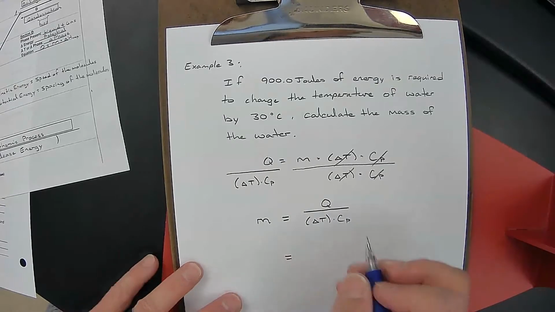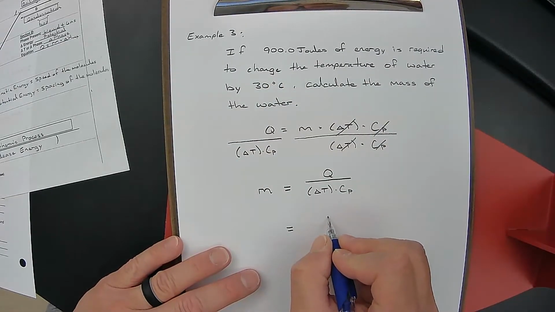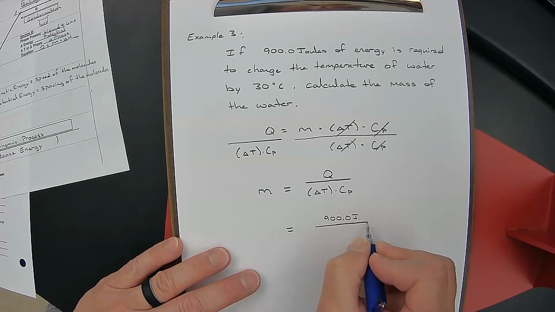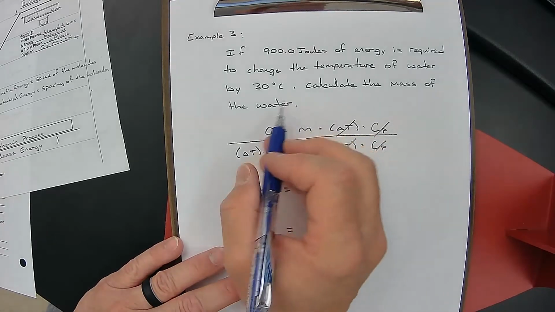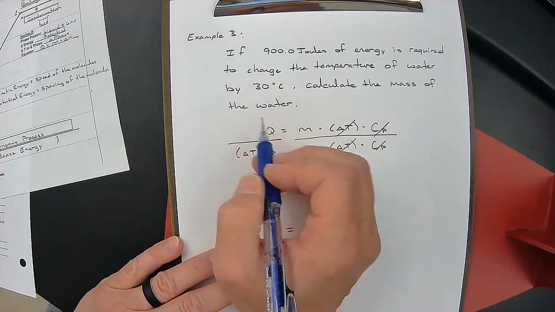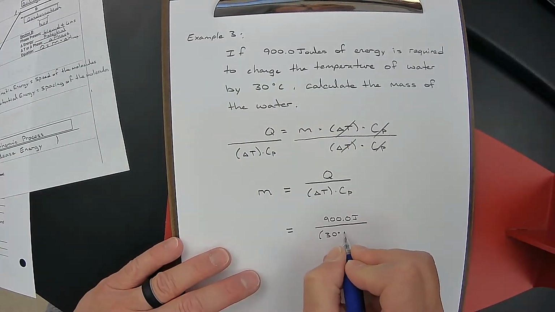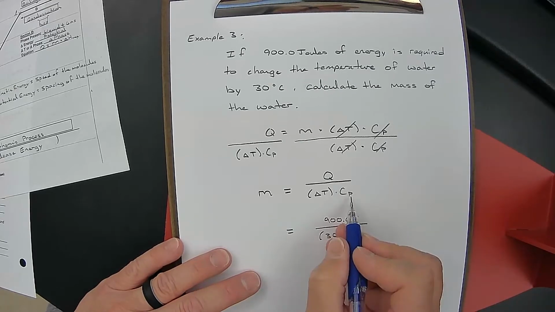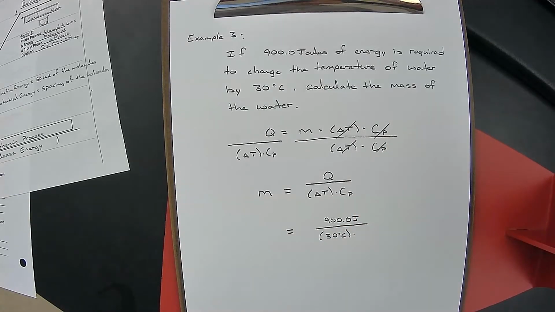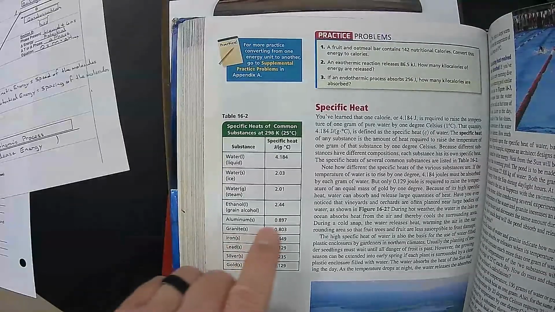So my mass is equal to 900 joules divided by my change in temperature. This time they didn't give me a final and initial temperature. They just gave me the change. So I just put the 30 degrees Celsius in. And then the Cp value for water in the liquid phase, we can look that up in a chart, either online or in a book.